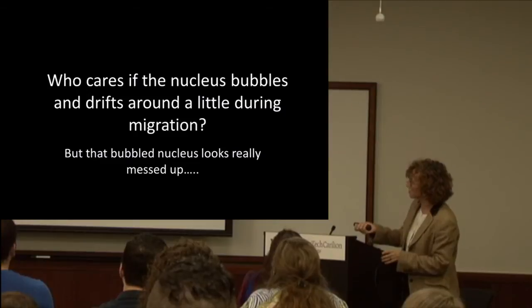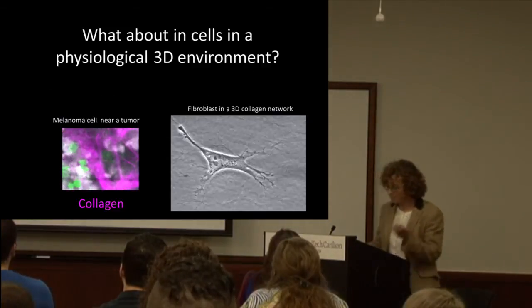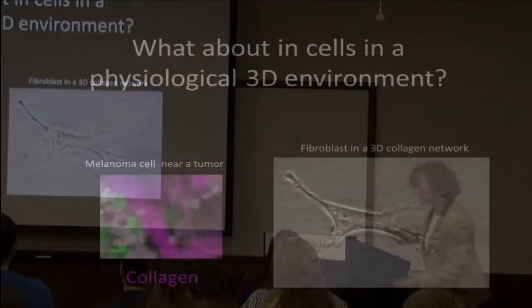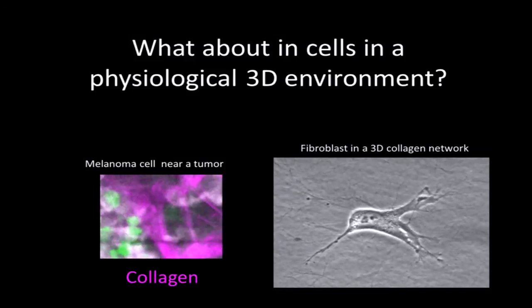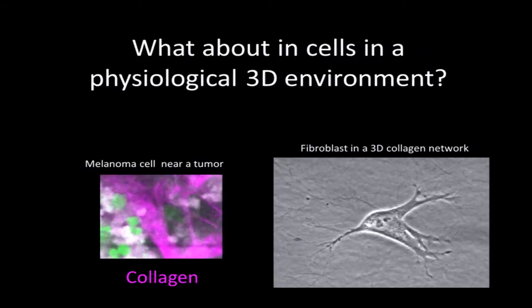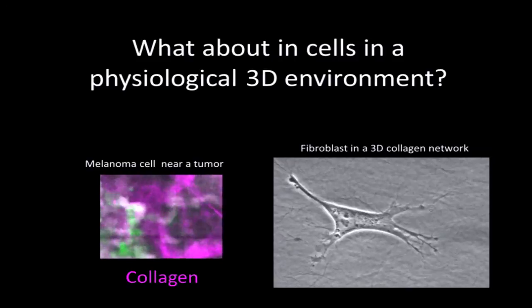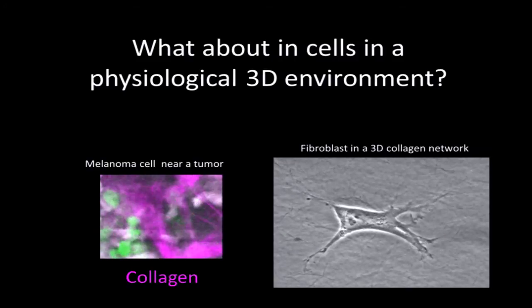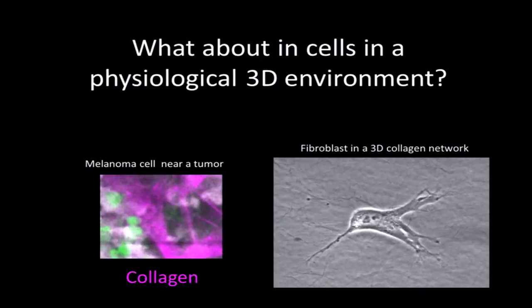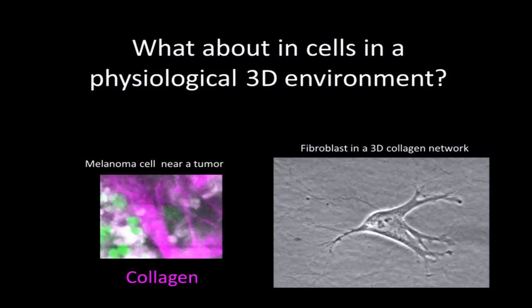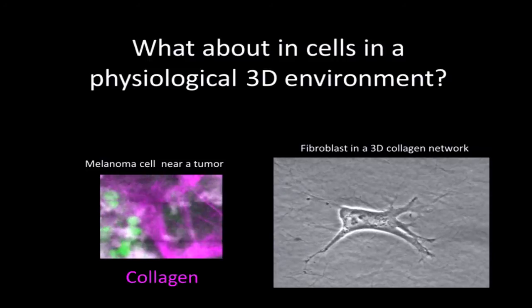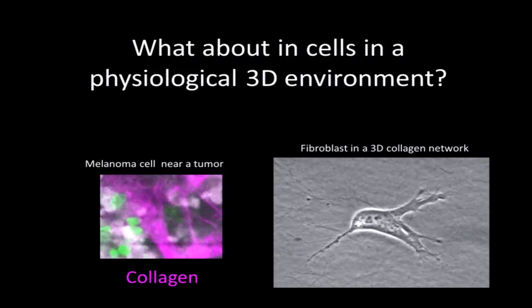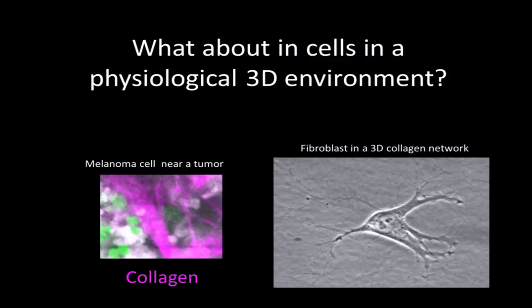But that bubbled nucleus looks really messed up to me. Okay, so, cancer cells have bubbly nuclei. Cancer cells crawl around in complex 3D environments in order to get out of tumors. They got to cross through a basement membrane. They have to crawl through, like in the case of vascular cells, between these muscle segments in a fish wall. Cells have to be challenged a little bit more in their environment.